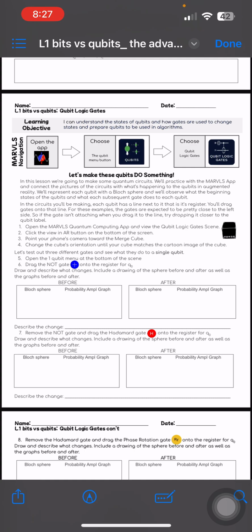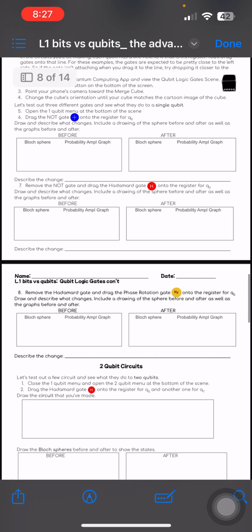In this example, we're using a NOT gate. You can see the blue gate there, and there are some questions about drawing the before and after for the Bloch sphere and also the probability amplitude graphs for each of the gates. So that's the first part for a single qubit.